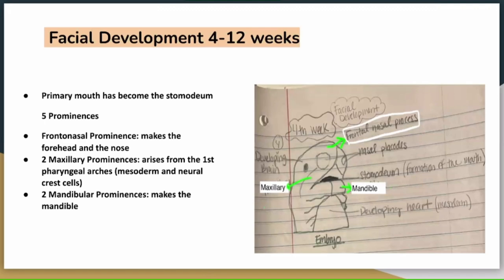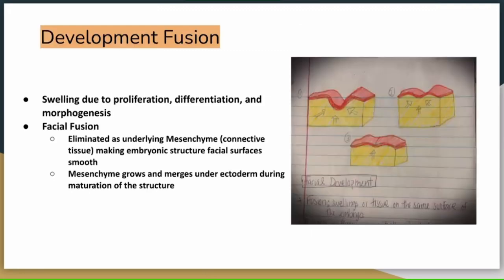And then we have the facial development during weeks 4 to 12. We have on the right hand side the embryo, which shows the maxillary prominence, the mandibular prominence, and the frontal nasal process. The development of fusion.